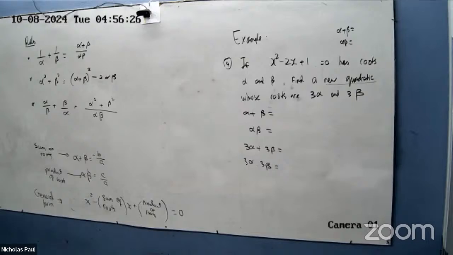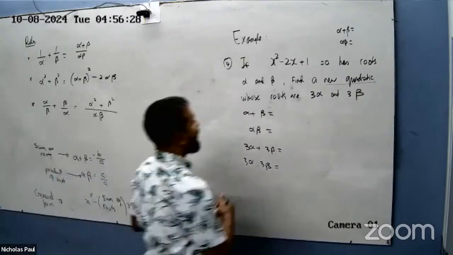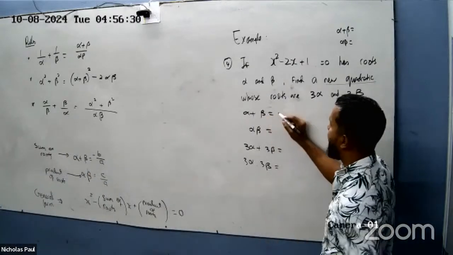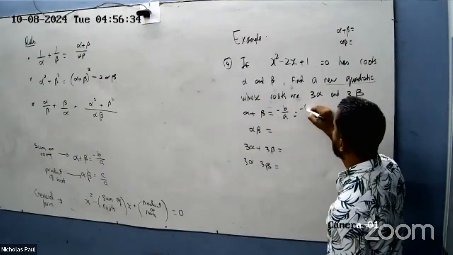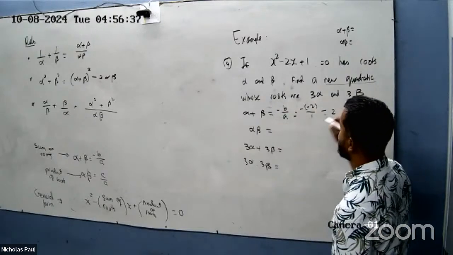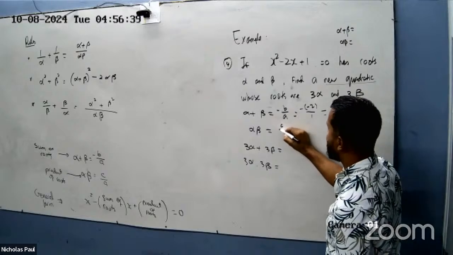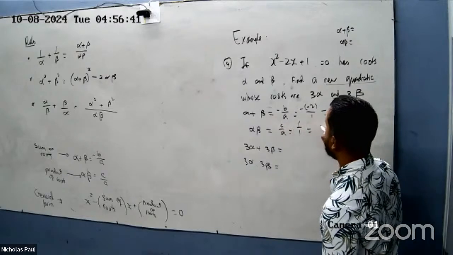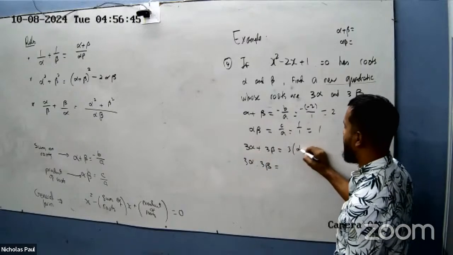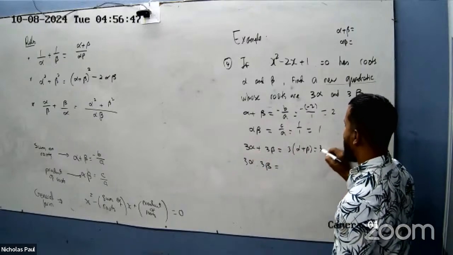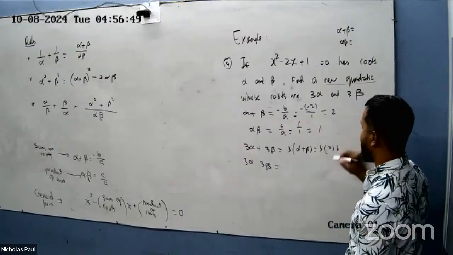Alright, so moving on with it, check it out. Alpha plus beta is minus b on a, so that's minus minus 2 on 1, which is 2. Alpha by beta is c on a, which is 1 on 1, which is 1. 3 alpha plus 3 beta, put the 3 on the outside. So that'll be 3 by this, which is 6.